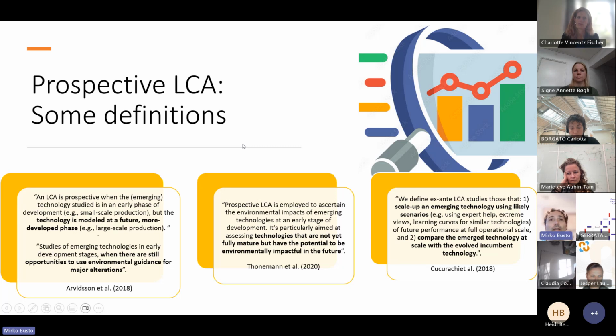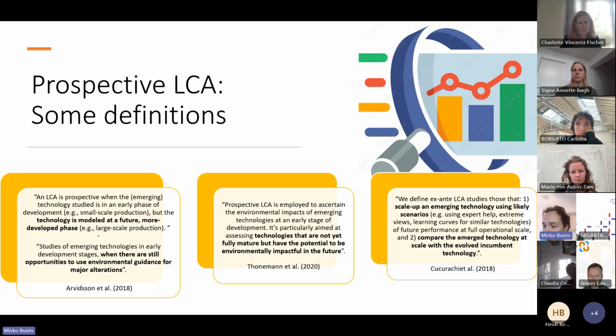So prospective life cycle assessment has several different definitions. I've collected some of them, and I'm going to read a couple of them. A life cycle assessment is prospective when the emerging technology is studied in an early phase of development, but the technology is modeled at a future, more developed phase. So the first difference here is that we are studying something that is at a low TRL, so it's at lab scale, for example, but we want to model it at a more developed phase, large scale production.